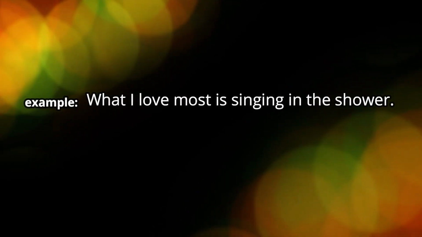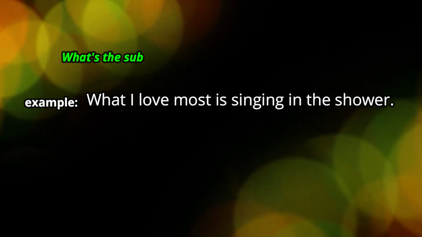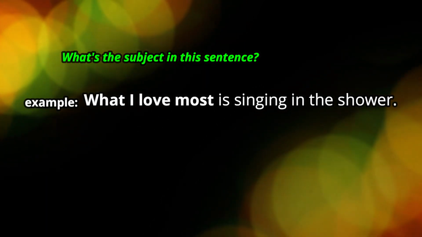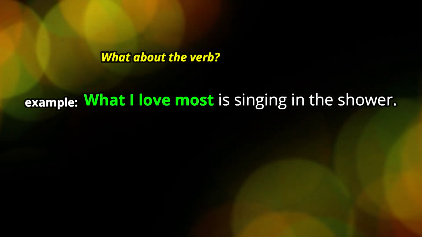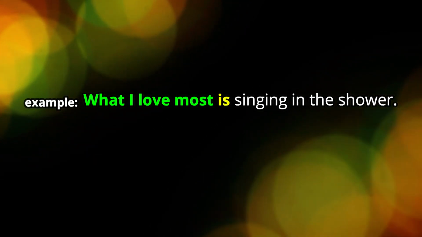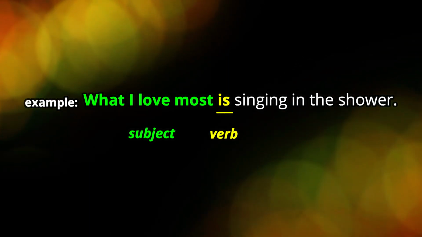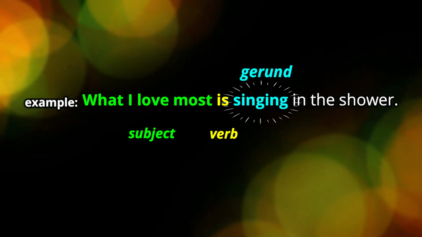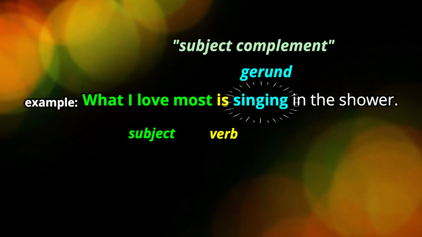Let's look at another example. What I love most is singing in the shower. What's the subject in this sentence? Can you find it? If you picked what I love most, then you are correct. And what about the verb? Well, the verb in this sentence is. So we have the subject, which is what I love most, the verb, which is, and then we have our gerund singing. And in this particular case, singing is what we call the subject complement.